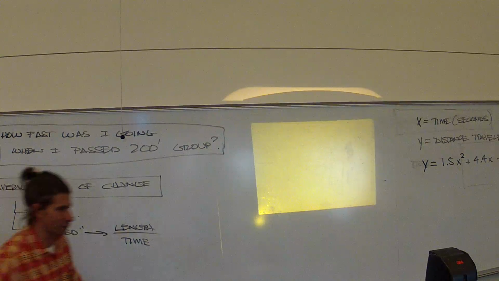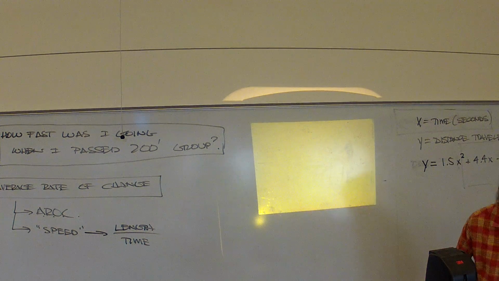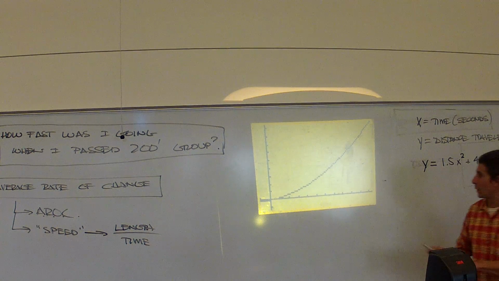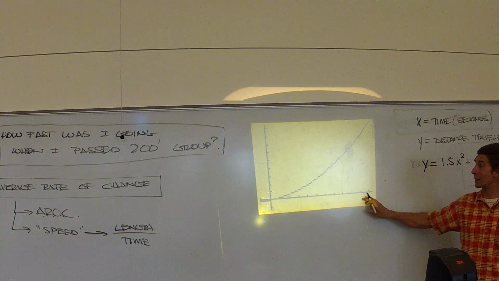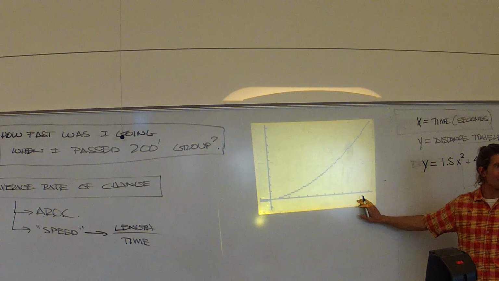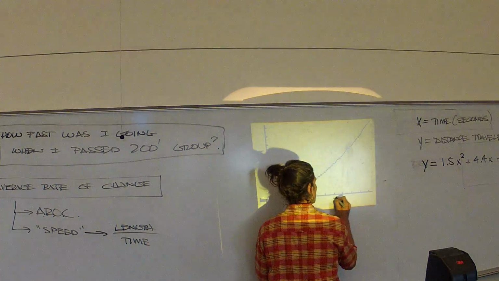Look at our graph again, friends. Now, I know the TIs have crappy graphs. What are the units on this horizontal axis? What quantity is being measured down here? Time. Time in seconds.